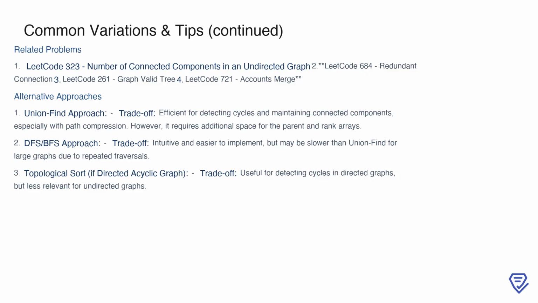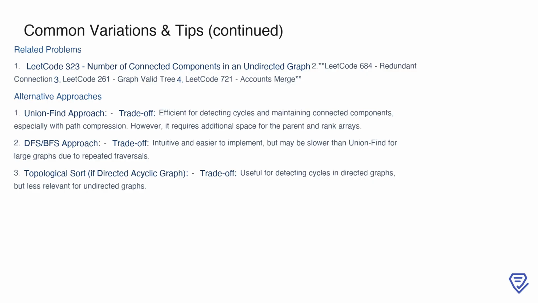Now, let's consider alternative approaches to solving this problem. The union find approach is highly efficient for detecting cycles and maintaining connected components, especially when using path compression. However, it does require additional space for the parent and rank arrays, which is a trade-off to keep in mind. On the other hand, DFS or BFS approaches are often more intuitive and easier to implement, but they can be slower than union find for larger graphs due to repeated traversals.